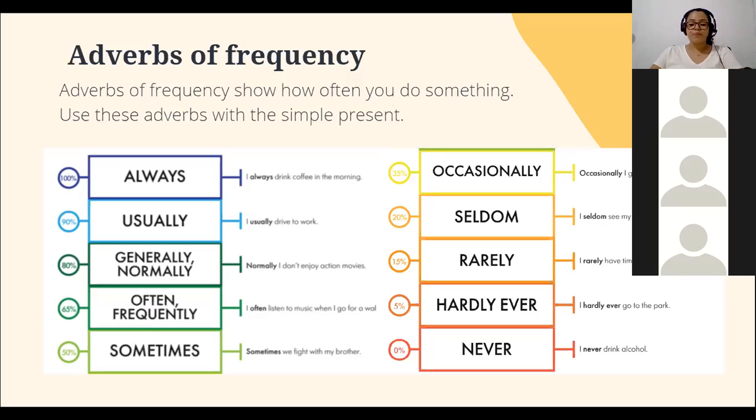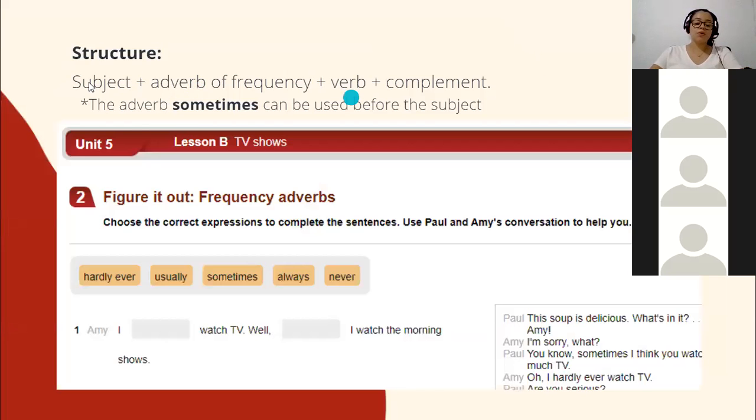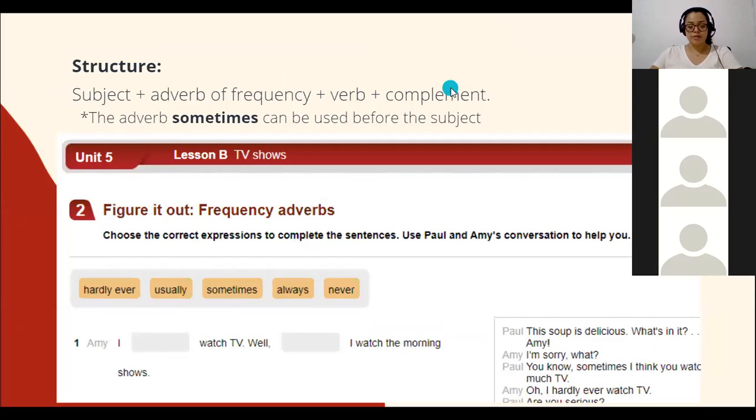Okay, so these are the words and this is the structure. Remember that. So the structure would be the normal or the usual structure. La estructura frecuente, la estructura normal, la estructura más usada es esta: subject plus adverb of frequency plus verb plus complement. Do we understand that? Yes, I understand.